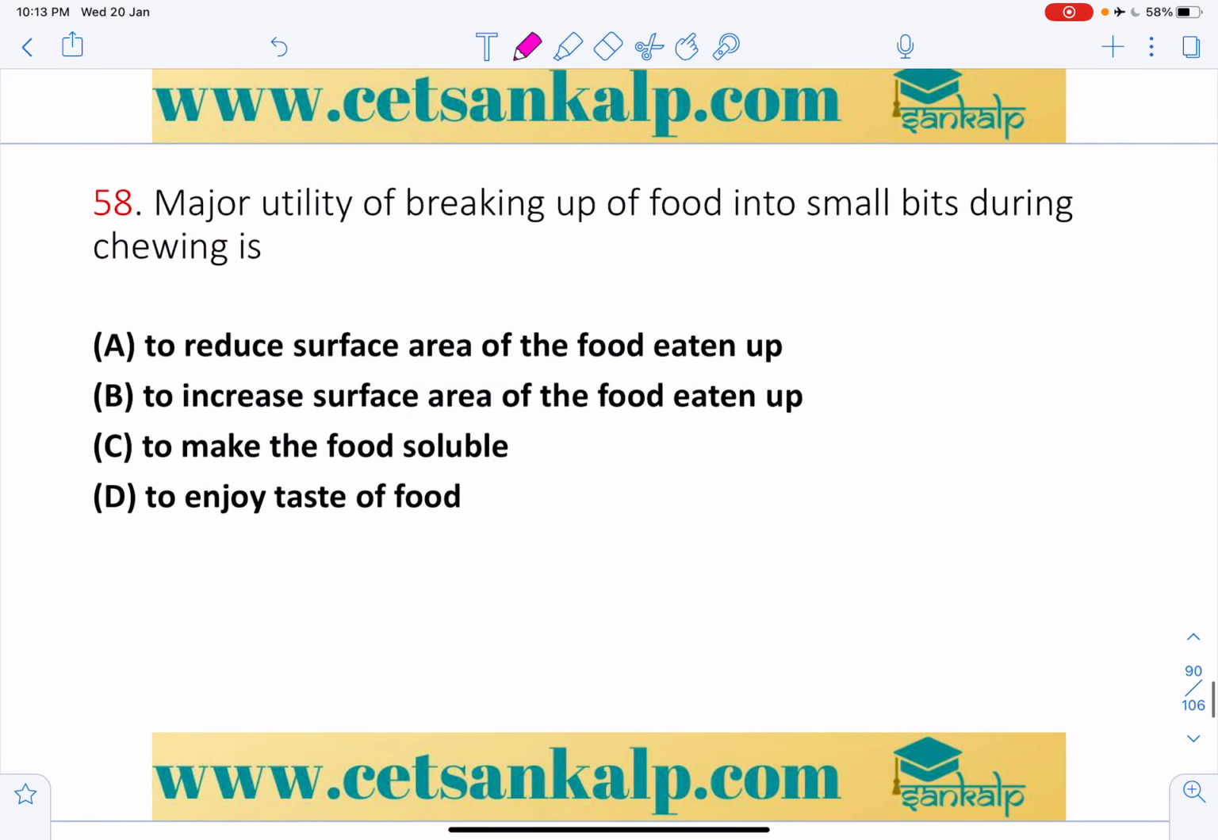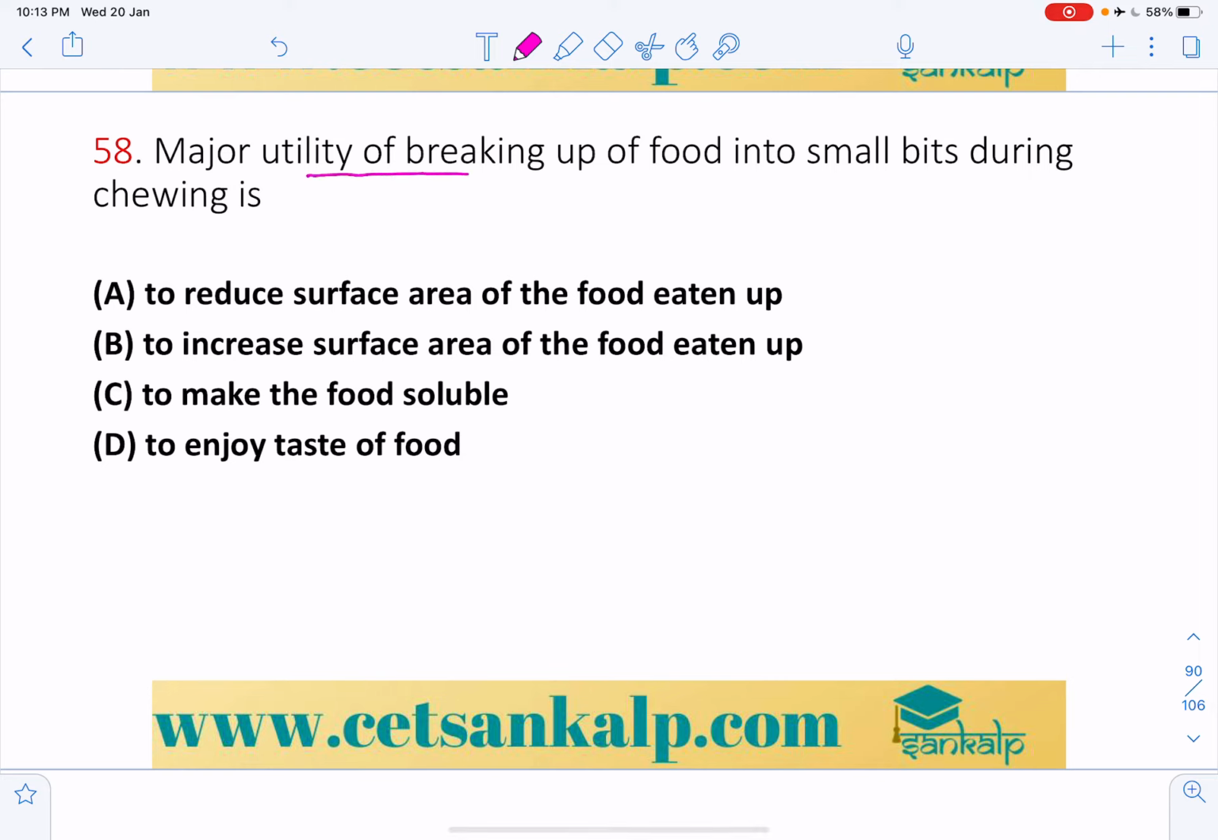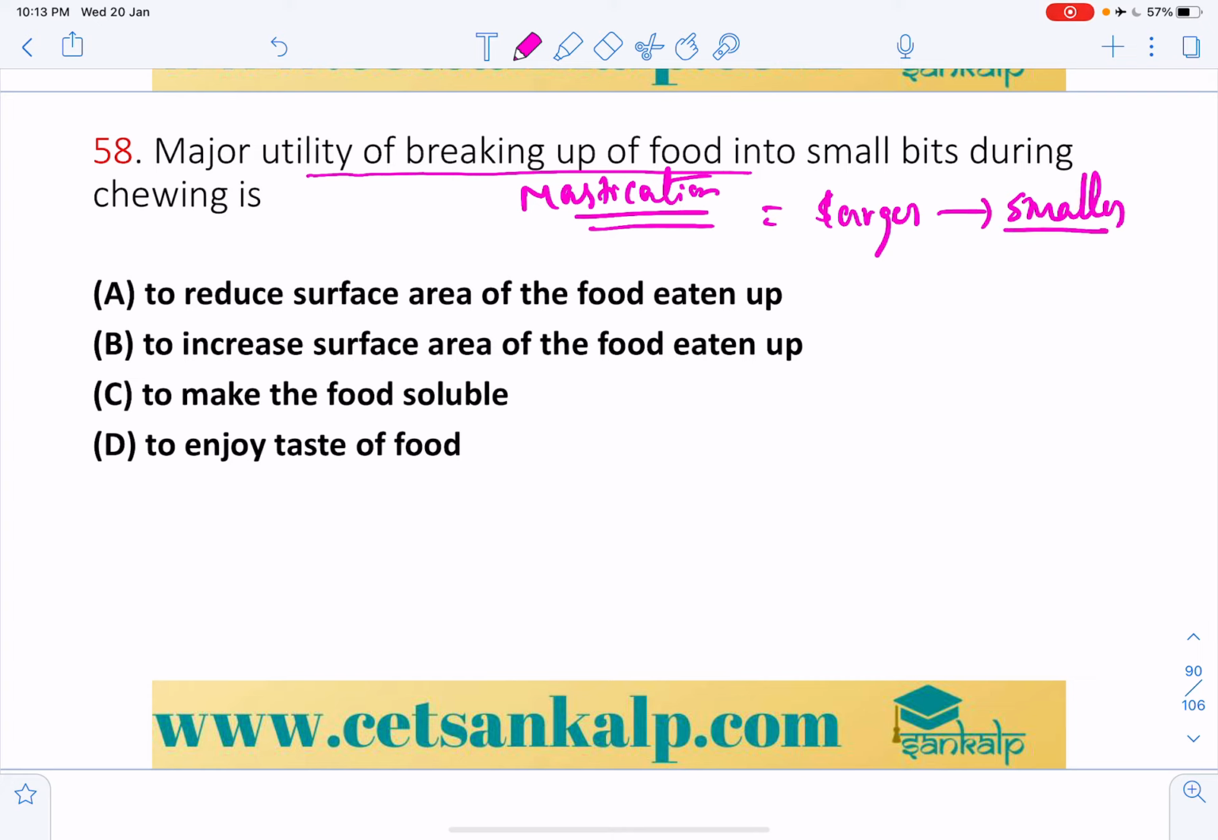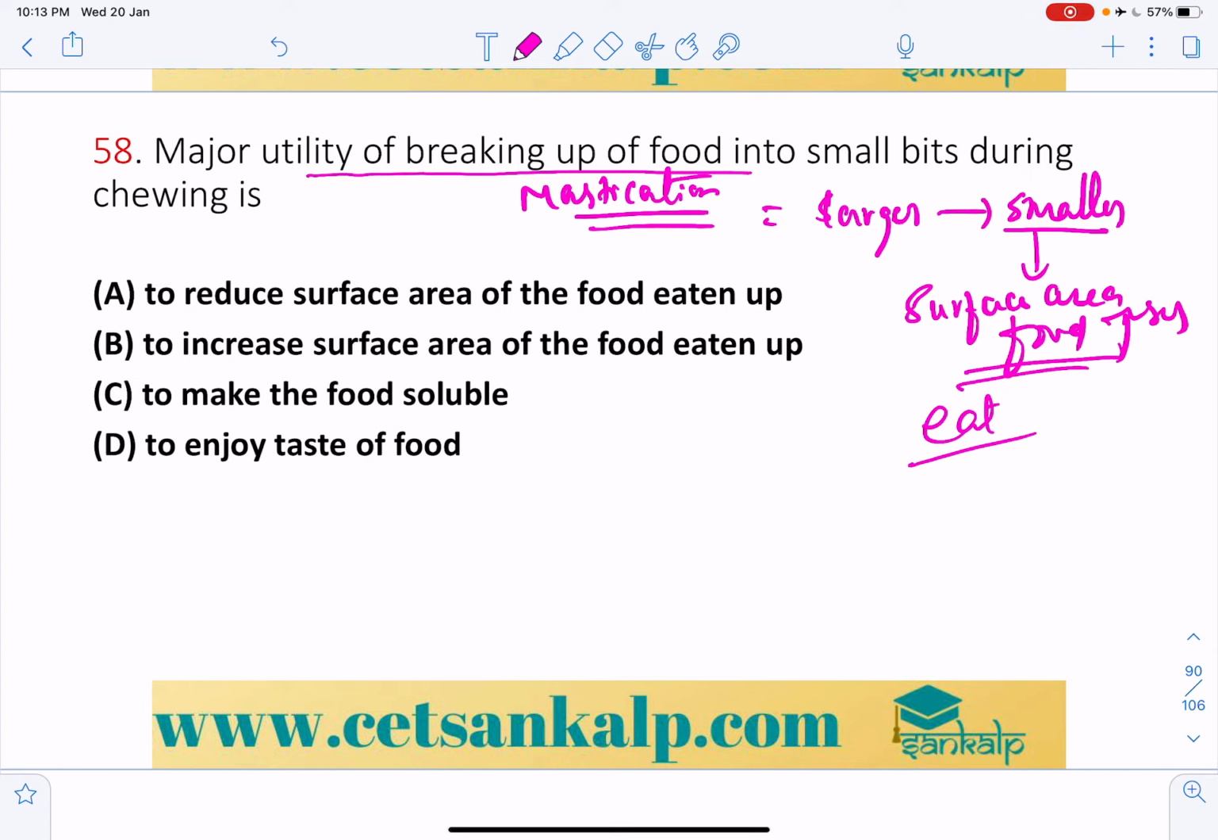57A. Next, major utility of breaking of food. Breaking of food is called mastication. Mastication mainly helps convert the larger food particles into smaller ones, so that the surface area increases. If the particles are smaller, the surface area of the food increases, so that it can be easily eaten. So the answer for that is B.